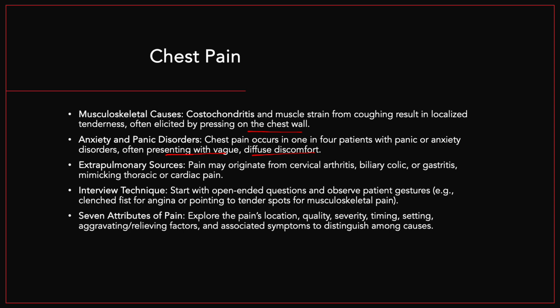We want to start with open-ended questions and observe patient gestures, so we'll see if they have a clenched fist for angina or pointing towards tender spots for musculoskeletal pain. Really, with any sort of pain, we want to look at the 7 attributes of pain: the location, quality, severity, timing, setting, aggravating/relieving factors, and associated symptoms to distinguish among the different causes.